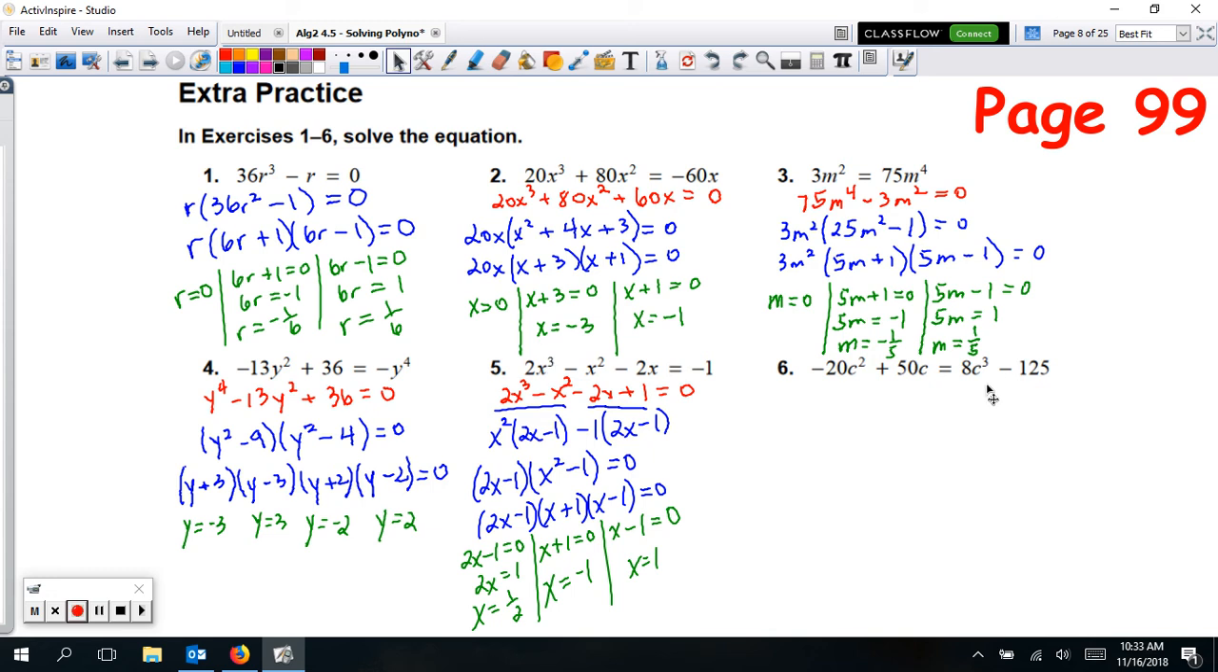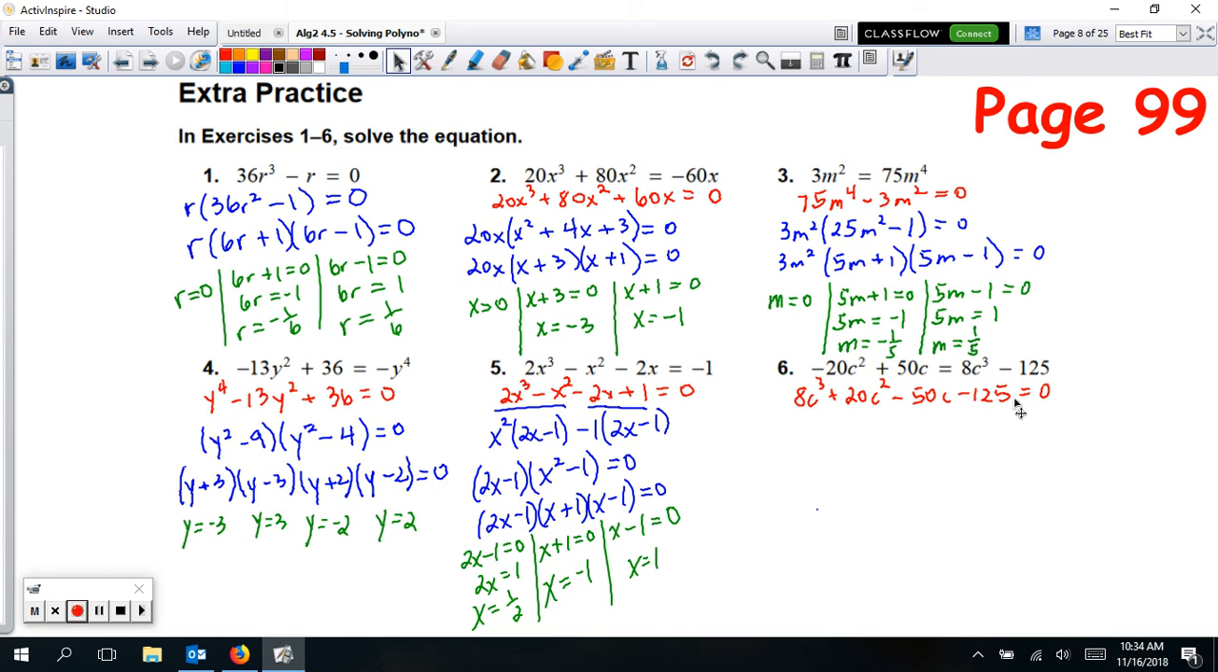Number 6, on this one we got a couple terms here, but we've got to figure out where the leading coefficient, or leading term, is, which is the highest degree. That's the 8c to the third right here. So it's positive where it is, which means I need to bring these 2 over to this side to set it equal to 0. So I'm going to be adding the 20c squared and subtracting the 50c to bring them both over here, and then just make sure it's in descending order when we're writing these down. So 8c to the third will go first, then a positive 20c squared, then a negative 50c, and then last will be that minus 125, and it's equal to 0.